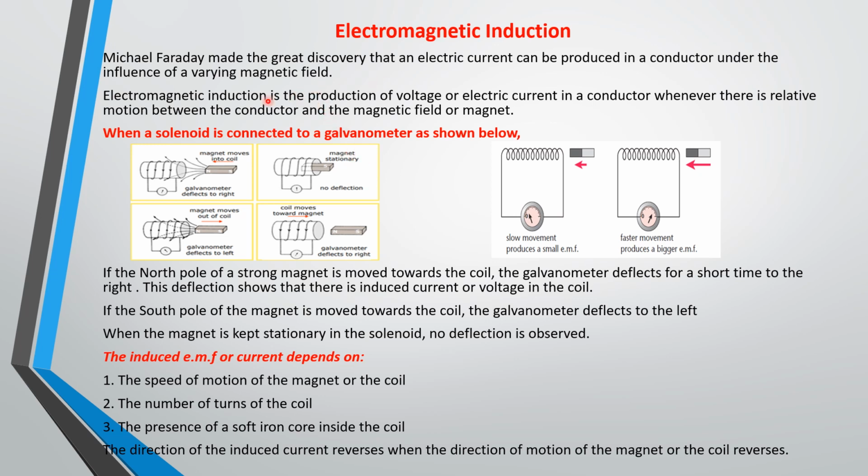So what that means is electromagnetic induction is the production of voltage or electric current in a conductor whenever there is a relative motion between the conductor and the magnetic field or magnets. When a solenoid is connected to a galvanometer as shown below, this is a solenoid. We've seen this before. This is a picture of a solenoid, and assuming it is connected to a galvanometer, this is the setup.